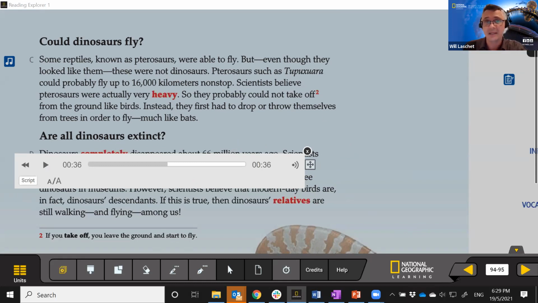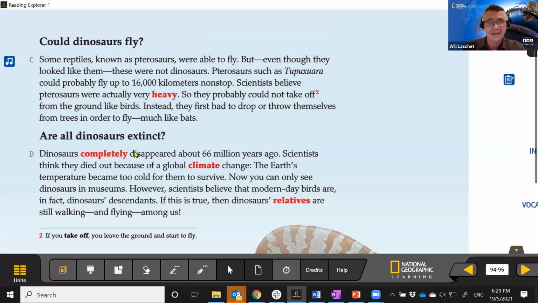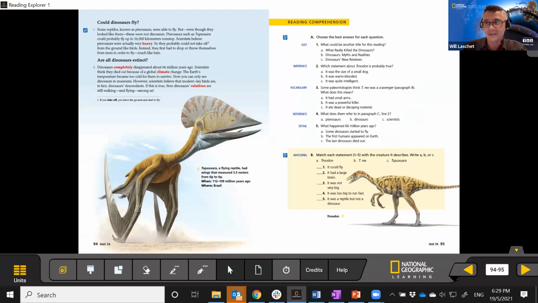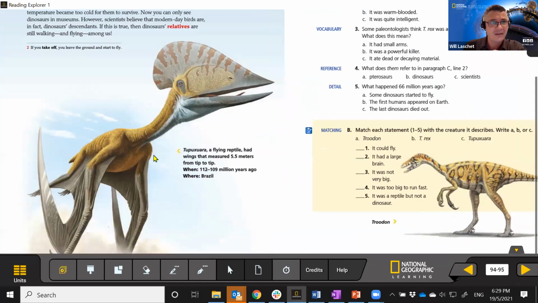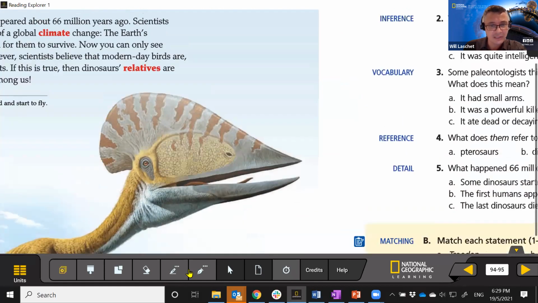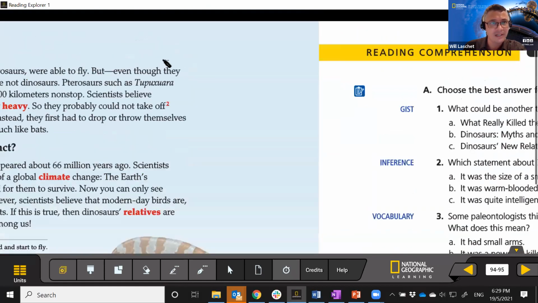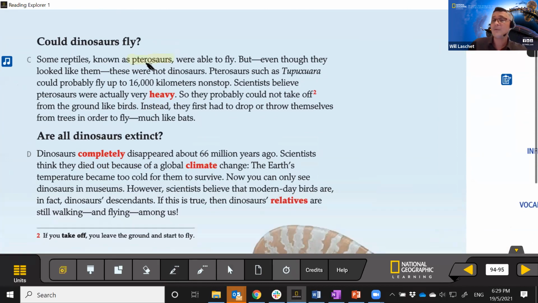So what it tells us up here, let's have a look. Sorry, let me zoom in again. Okay, so what it's telling us is that it wasn't the dinosaurs that could fly. It was another group of reptiles, and these were called pterosaurs. So the pterosaurs were a type of reptile, but not dinosaurs. Just as I told you earlier, we had plesiosaurs in the oceans. The pterosaurs were able to fly, but dinosaurs only lived on land, and the pterosaur was not a dinosaur.